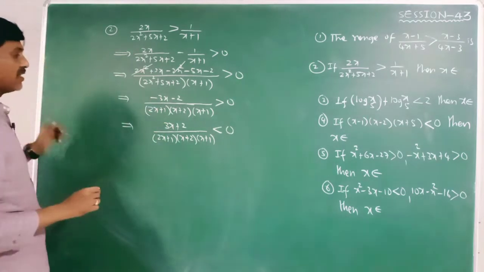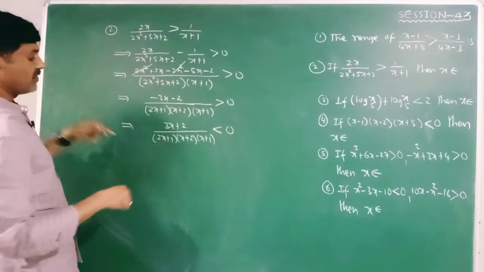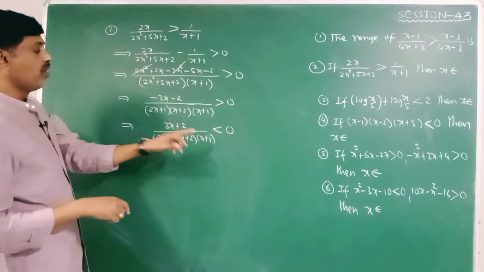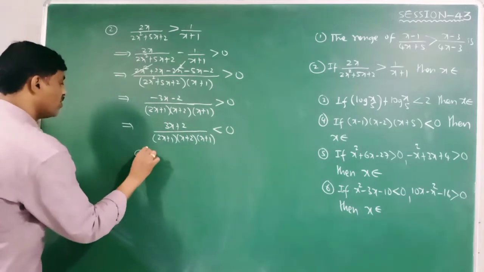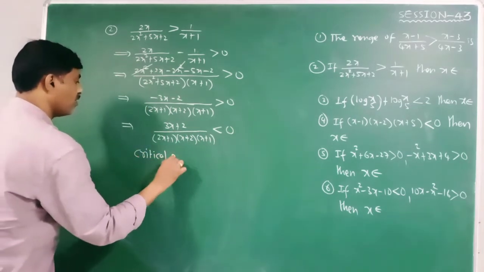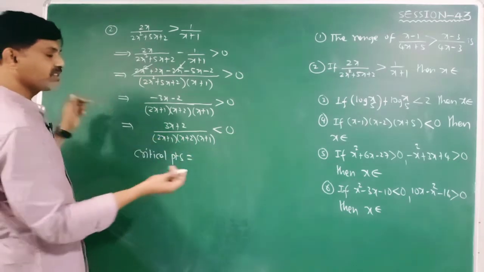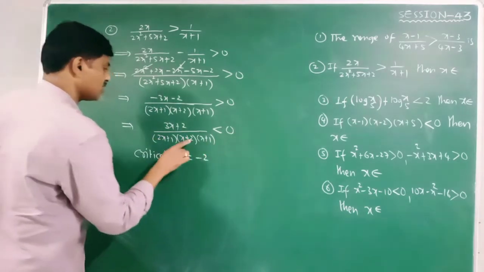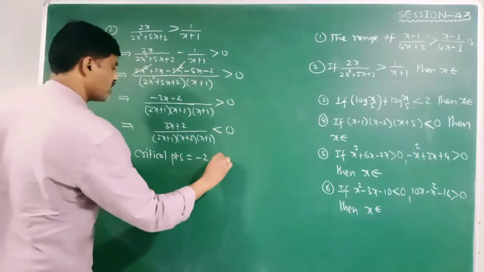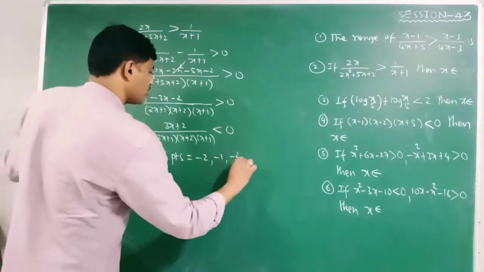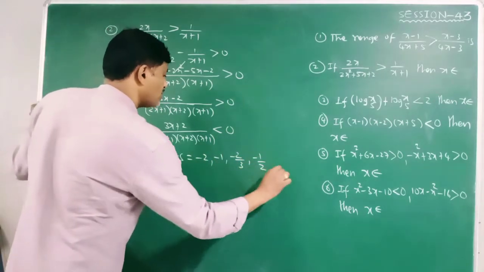Now we have to write the critical points of this function, where this function is going to 0. Here we have 4 critical points. Which one is smallest? First is minus 2, next is minus 1, next is minus 2 by 3, next is minus 1 by 2.